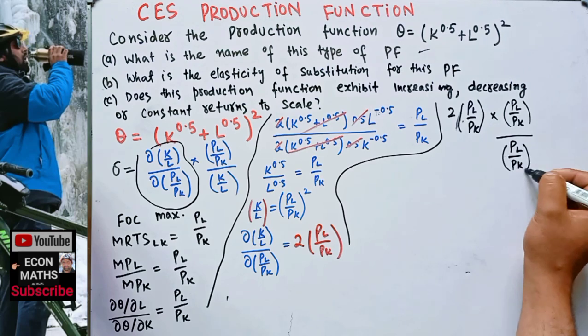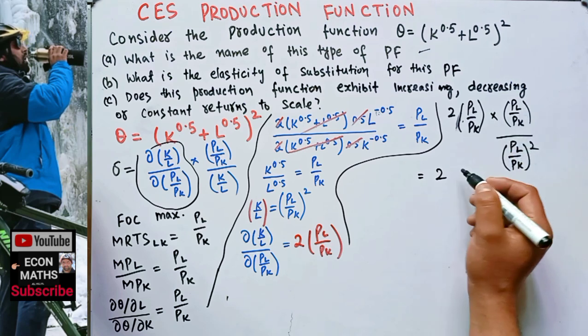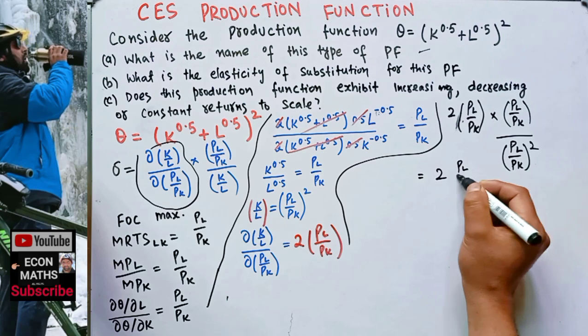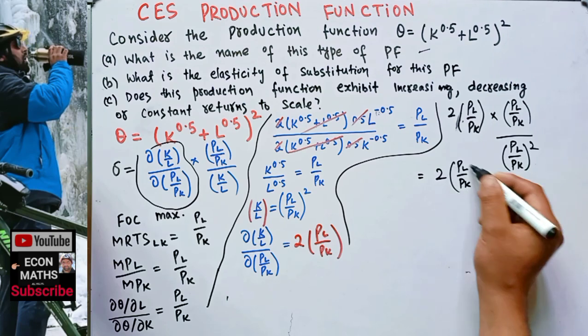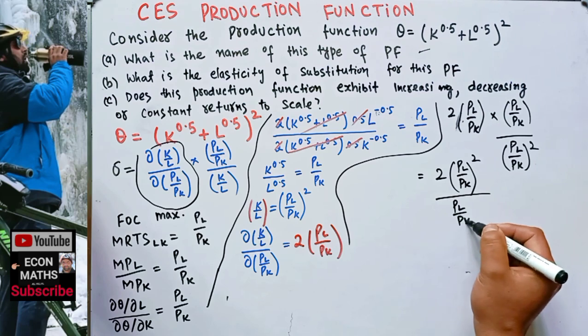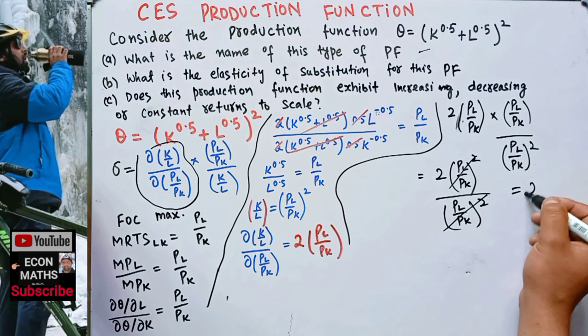And K upon L we got equal to PL upon PK squared. So this can be written as twice, these are the same, we can add up their exponents, so this becomes PL upon PK squared divided by PL upon PK squared. So this gets cancelled, and we get 2 as the elasticity of substitution.